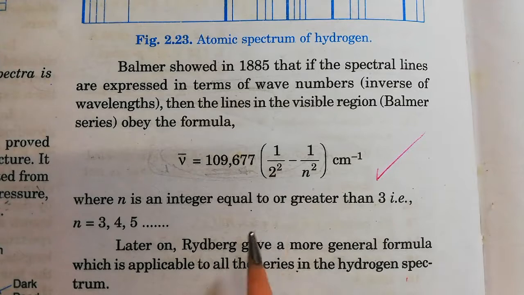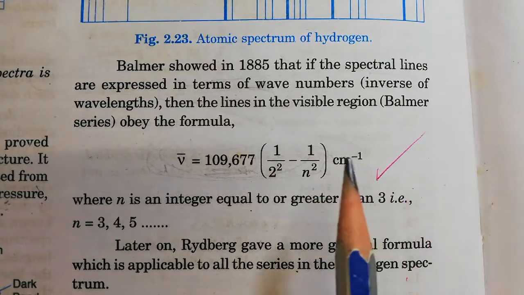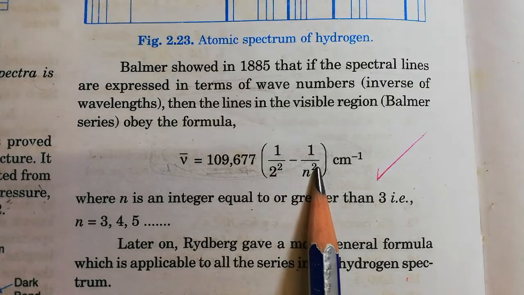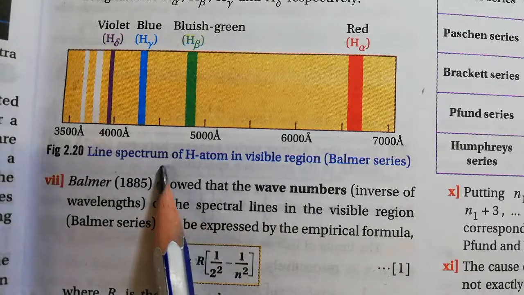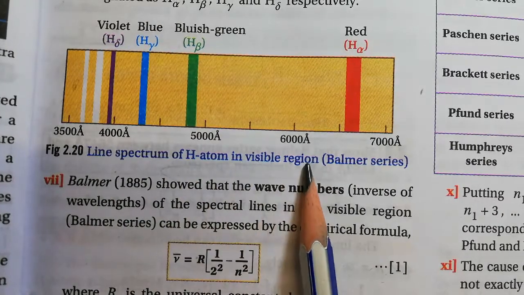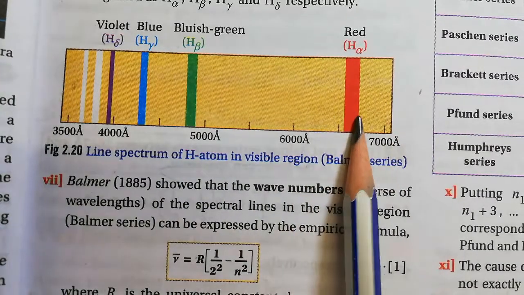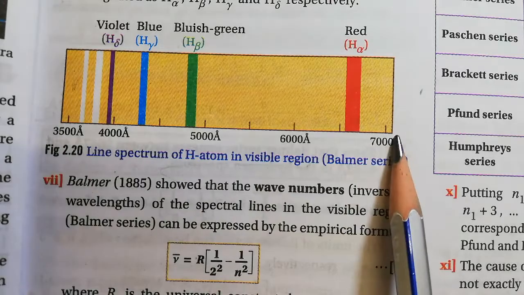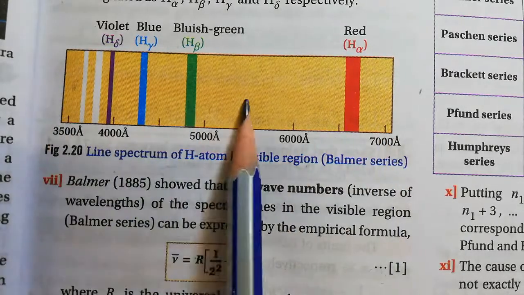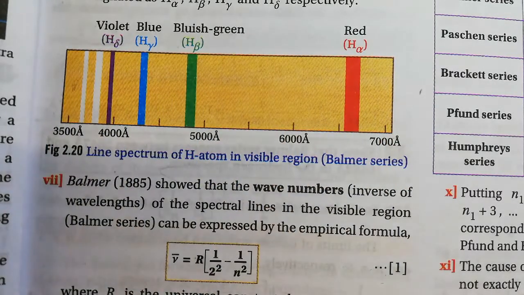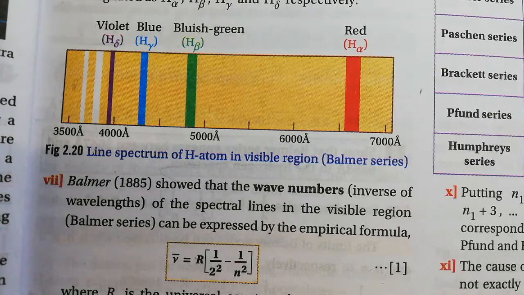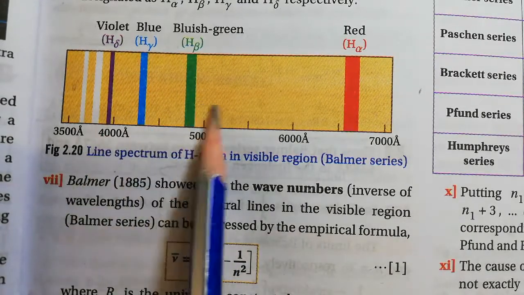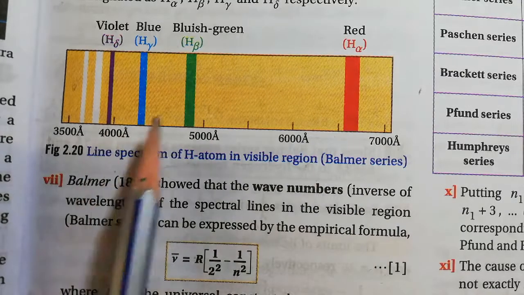For the Lyman and other series, the nature of the equation will change a bit, and I'm showing how right now. So that is the line spectrum of hydrogen atom in the visible region. The visible region lies between 3800 angstrom and 7600 angstrom, and within that this is the line spectrum of hydrogen atom obtained. The violet, blue, bluish green and red lines are obtained in different ranges.